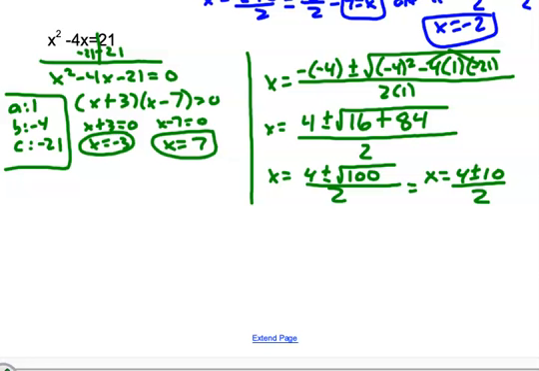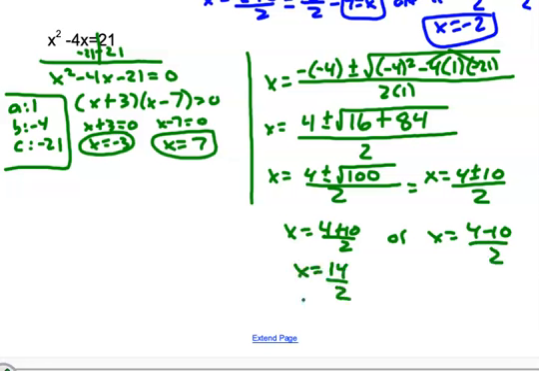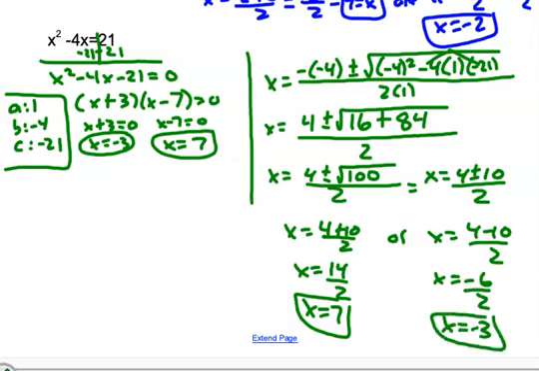So we have 4 plus or minus 10 over 2. Well, that means that x could equal 4 plus 10 over 2, and we have an answer at x equals 4 minus 10 over 2. This one gives you 14 over 2, which is 7. This one gives you negative 6 over 2, which is negative 3. And you can see that those answers match the factoring ones that I already gave.